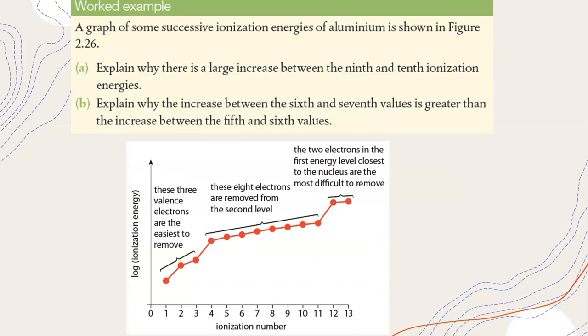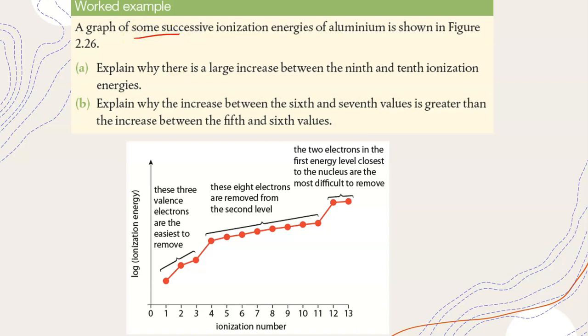So this is the kind of question that we're going to see. It says a graph of some successive ionization energies of aluminium is shown in figure 2.26. Explain why there is a large increase between the 9th and 10th ionization. And then it wants us to explain why the increase between the 6th and 7th values is also greater than the increase between the 5th and 6th. So generally what you need to do with this is pay attention to where it says some successive ionizations.